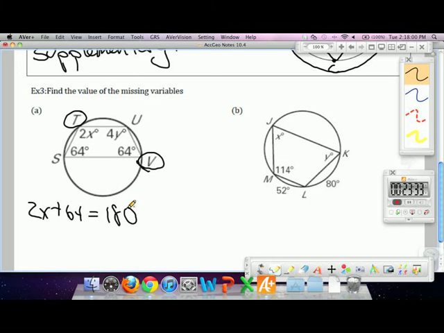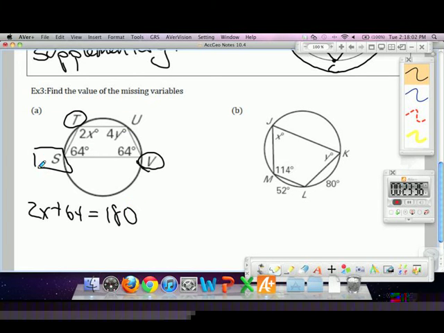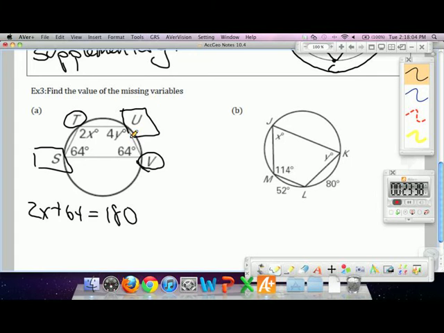Angle S plus angle U, in addition, these two are opposite angles of this inscribed quadrilateral. They must also be supplementary. And you can solve each of those two equations to come up with what the values of x and y are.